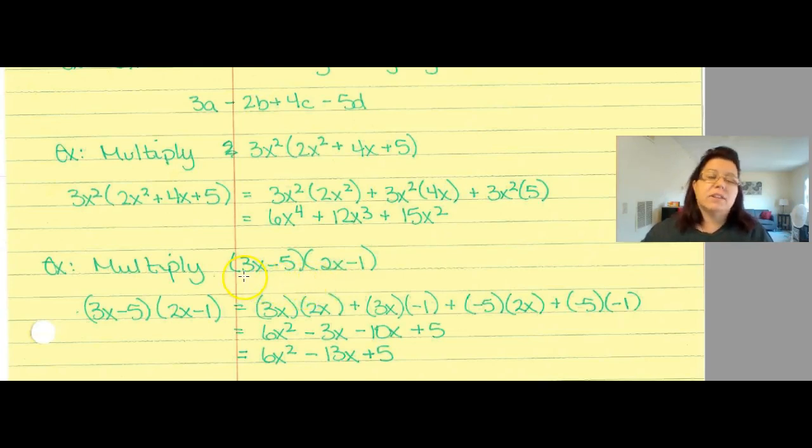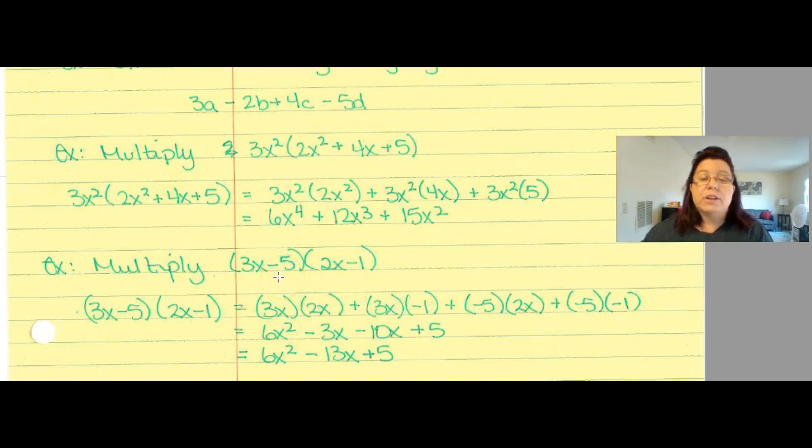FOIL: firsts, multiply the first term, 3x, by the other first term, 2x. Outer, O for outer, multiply 3x by the outer term of negative 1.